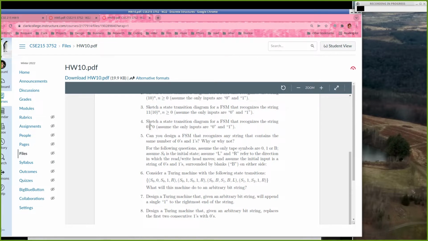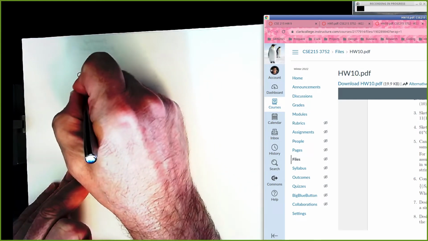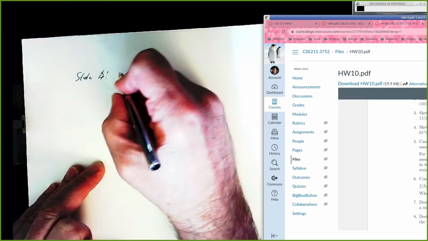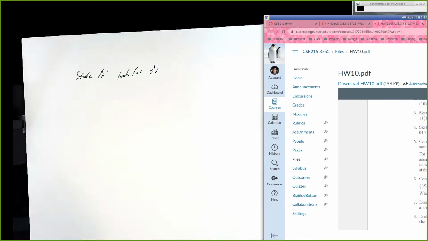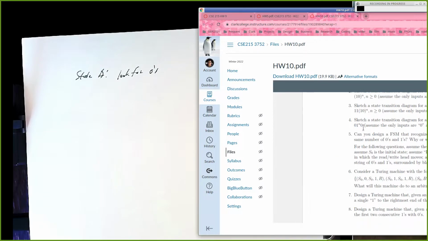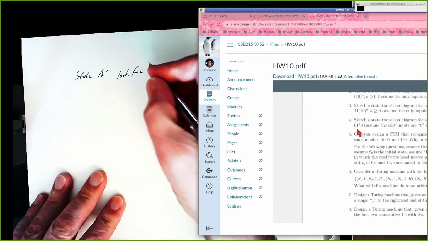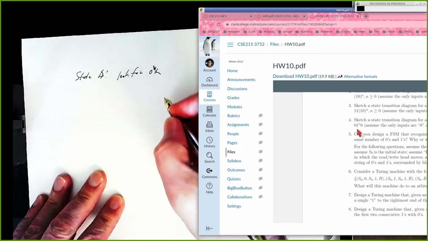Well, so we could have a series of states. So we could have state A, where we're just looking for zeros. So this is our initial state. If we find a 0, we stay in state A. We find a 0, sorry, we're just looking for 1 0. So state A, look for a 0.